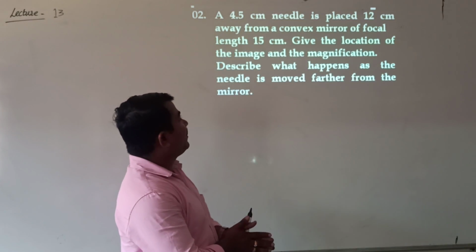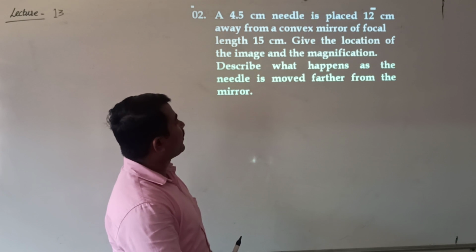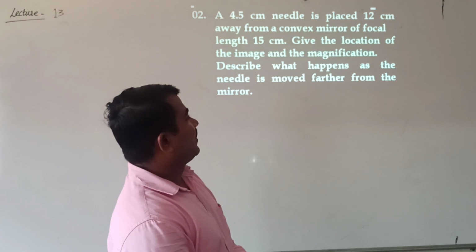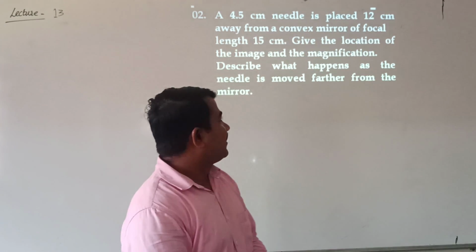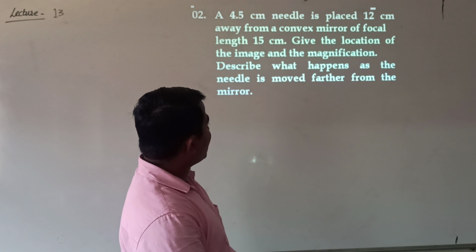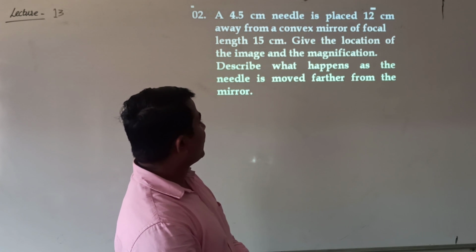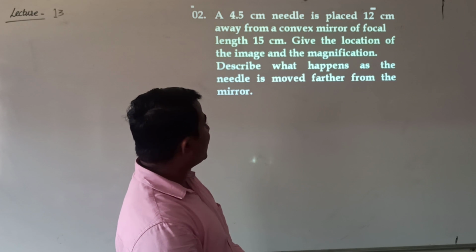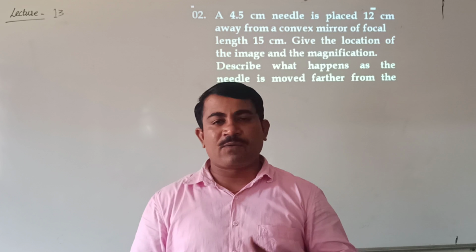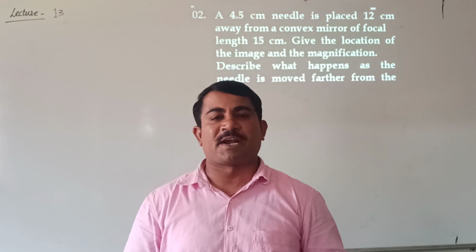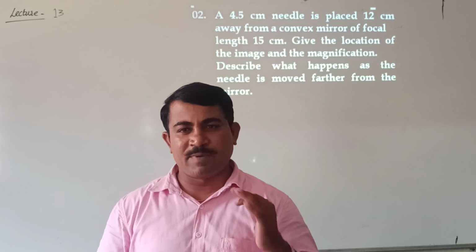A 4.5 centimeter needle is placed 12 centimeter away from a convex mirror of focal length 15 centimeter. Give the location of the image and magnification. Describe what happens as the needle moves further from the mirror. See here, for a convex mirror, only the object distance is taken to be negative and the remaining are all taken to be positive according to convention. Remember this.